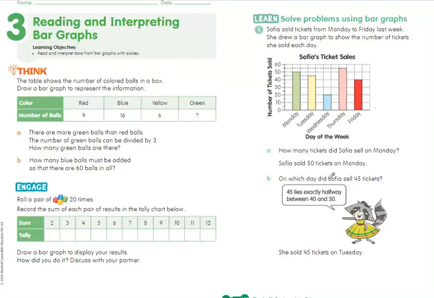B, on which day did Sophia sell 45 tickets? Now, since this graph counts by tens, that means if I'm looking for 45, I'm looking in the middle of two numbers. So I'm going to look in the middle between 40 and 50 because 45 comes in the middle of those two, exactly halfway. So which day did she sell 45 tickets? Well, if I follow this line here, she sold 45 tickets on Tuesday.